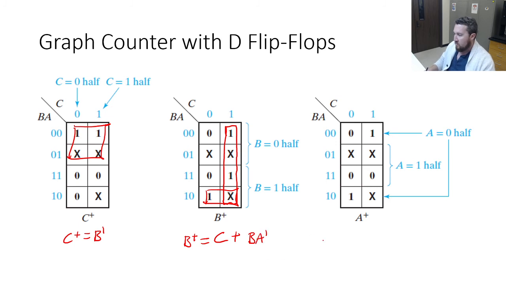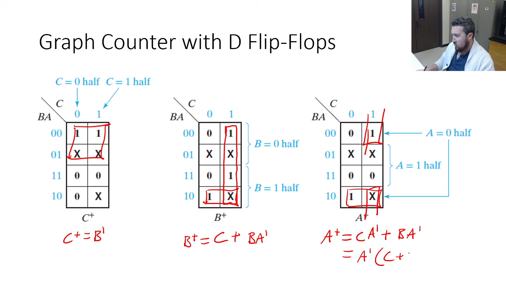so C or B A prime, and then finally A plus. There's a couple of different ways to do it, but I'm actually going to do it this way because it's going to lead to a better solution. So if we're taking these top ones, it'll be C and A prime, or taking the bottom row, that's going to leave me with B and A prime, which I can simplify slightly to just be A prime and C or B.